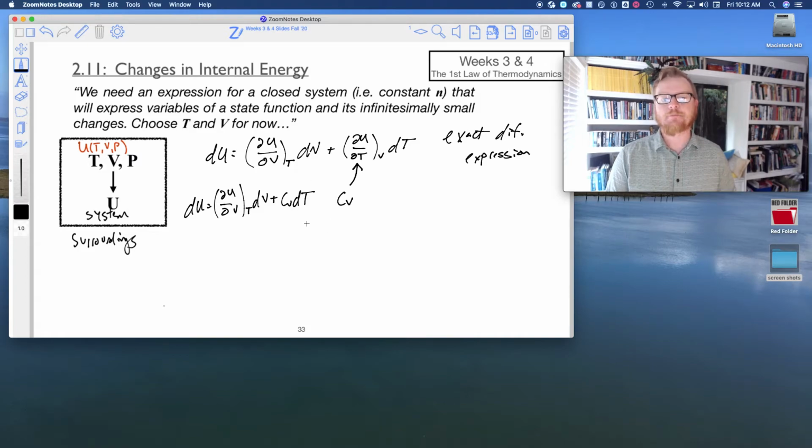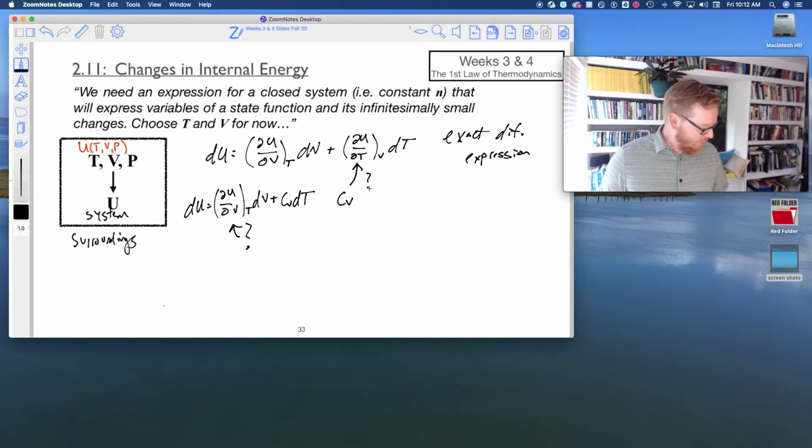let's say we were to hold volume constant, then we know that this whole derivative drops out, and then we're just left with dU equals C_V dT, which we know is true, right? So that's pretty cool. Okay, so now what about this derivative? Okay, what does this mean? I'll put a question mark next to this one as well.